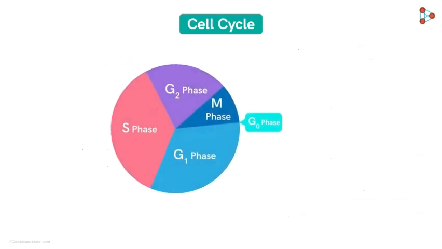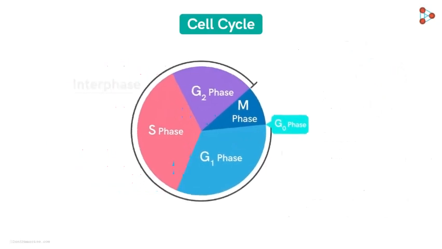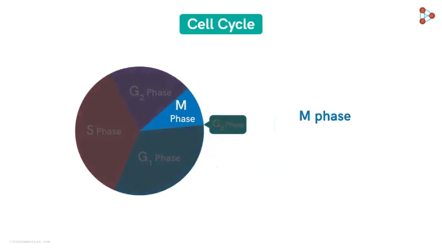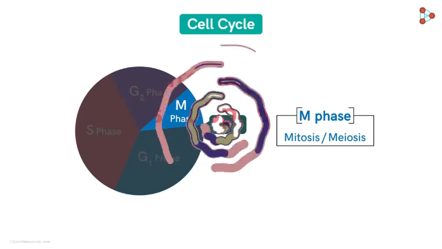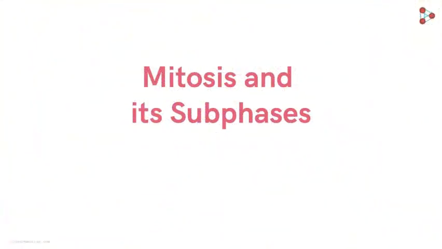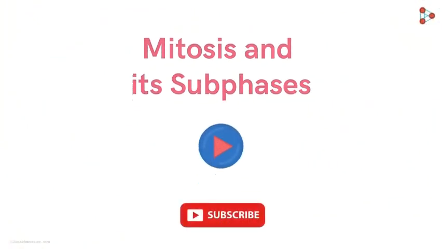Now that we've had a look at all the important phases in the interphase, let's have a look at the next important part of the cell cycle, that is the M phase. This could be mitosis or meiosis depending upon the type of cells. To our surprise, even this M phase shows different stages. Let us begin with mitosis and its subphases in our upcoming videos.